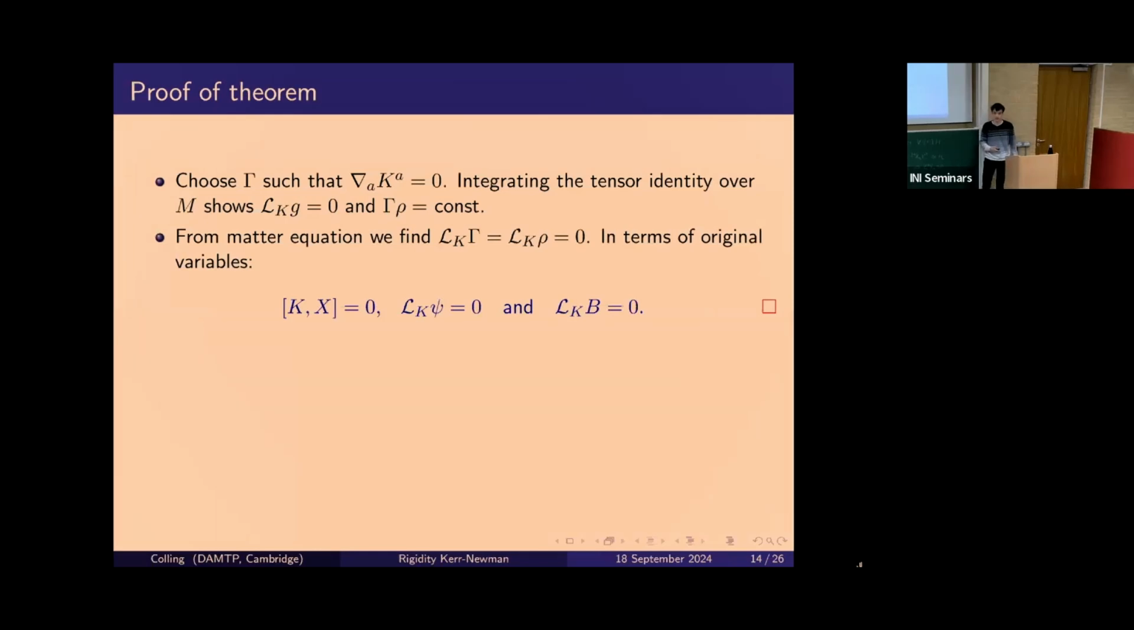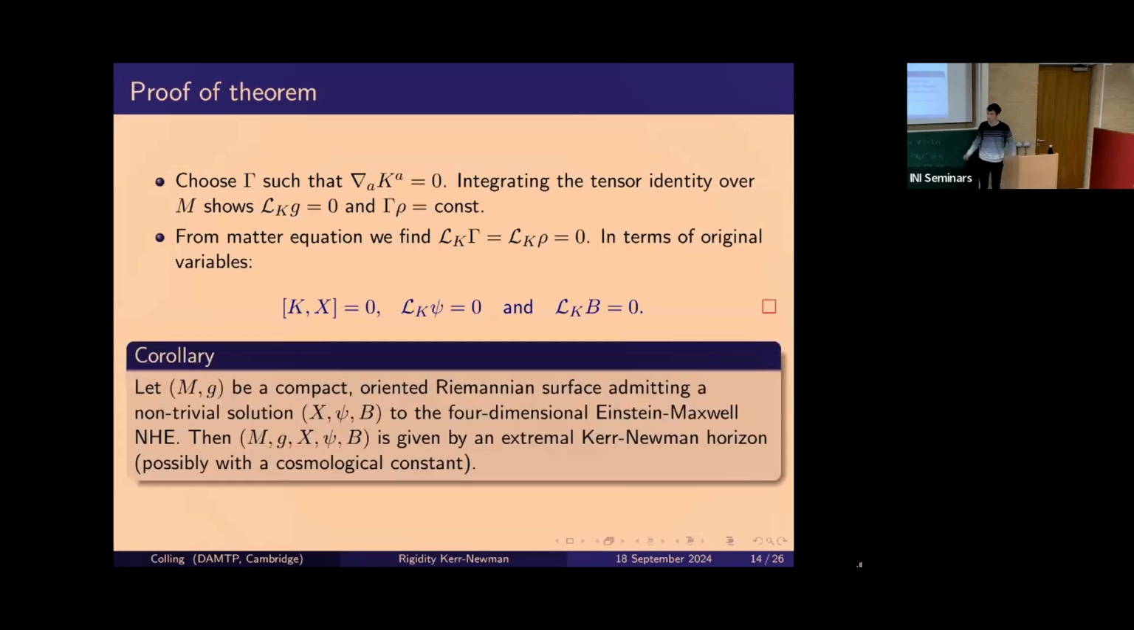And given what I said before, this proves that the only non-trivial solution to this Einstein-Maxwell near horizon equation in 2 dimensions is given by the extremal Kerr-Newman horizon. So this is a direct generalization of the vacuum result.